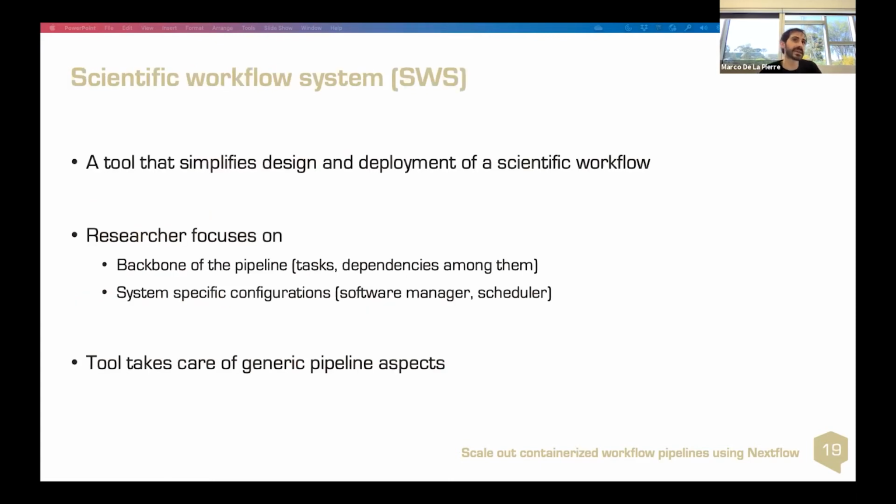And so this type of tools, hopefully, are the ones that are able to simplify the design and deployment of workflows. So that the researcher, as I mentioned before, can focus on just writing and developing the backbone of the pipeline, so the structure of the tasks you need to run, and eventually just specify the configuration that can be machine specific, say Slurm at Pawsey or PBS on NCI and other things like that, or deploy with containers, deploy with modules, software-wise, and so on. And the tools would take care of all of the other generic aspects to the pipeline.